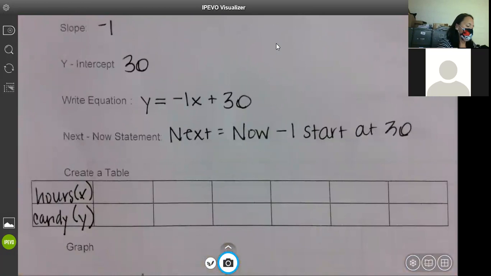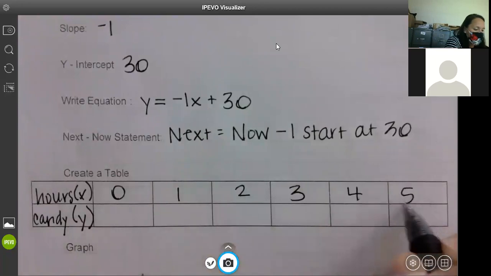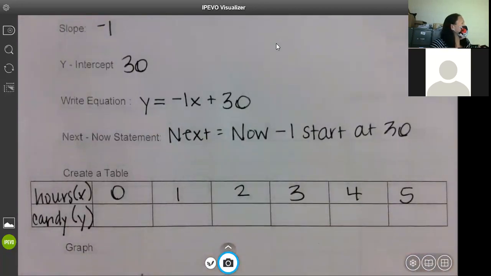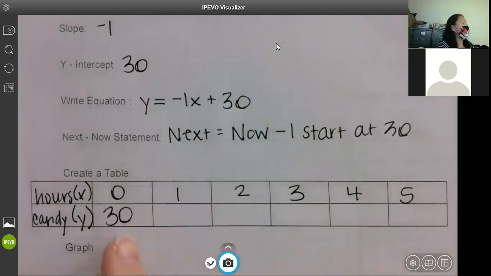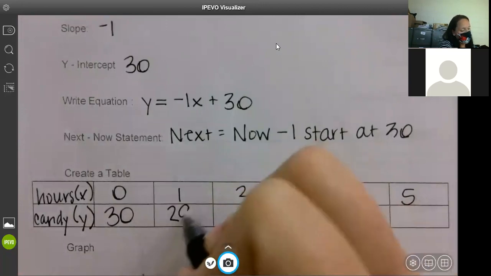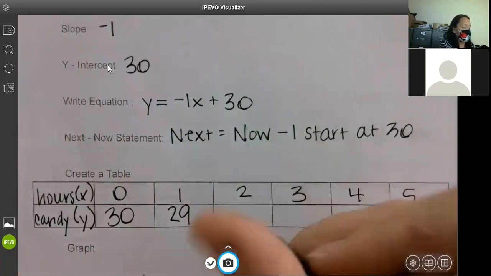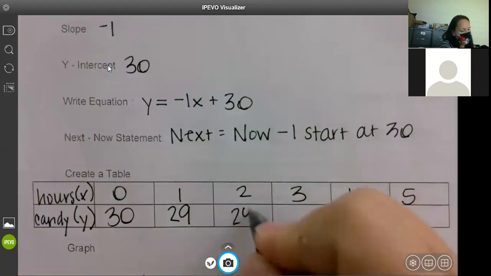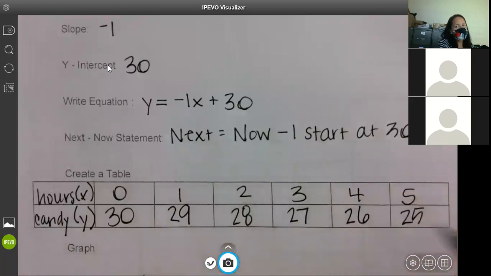Right. So we're going to start 0, 1, 2, 3, 4, 5. We're always going to start at 0 because we know our y-intercept. What's our y-intercept? 30. So she started with 30. No hours passed. She was handed 30 pieces of candy. What's she going to have after the first hour? Why is she going to have 29? Because there's only one every hour. She eats one every hour, so she takes away. All right. What does she have the next one? 28. The next? 27. And then 26 and 25.